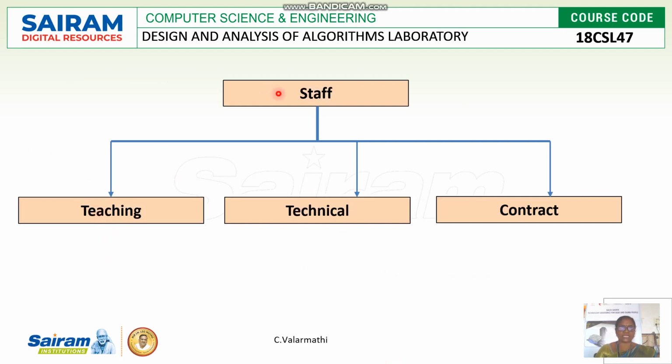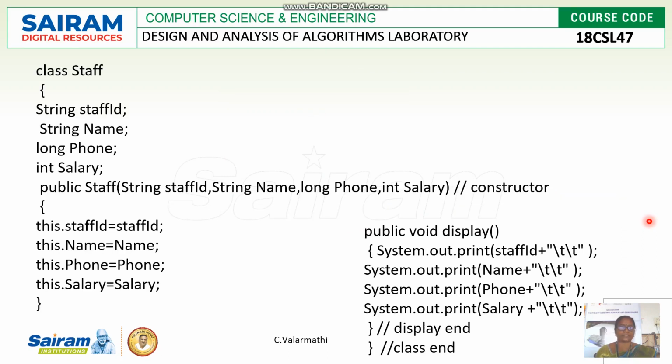From the question we understand that staff is a superclass. The first subclass is teaching, the second one is technical, the third one is contract. Let us write the first base class, which starts with the name staff, with capital S. When you take staff, it has 4 important parameters: staff ID as string, name as string, phone as long number and salary as integer.